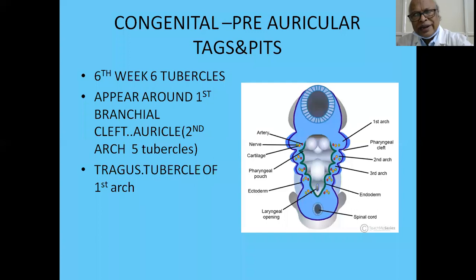Once you delineate the whole tract, mobilize it and excise it and ligate the stump, then the recurrence rate will be very low. Preauricular tags are asymptomatic, at the most they are of cosmetic significance, you can excise them, no problem.